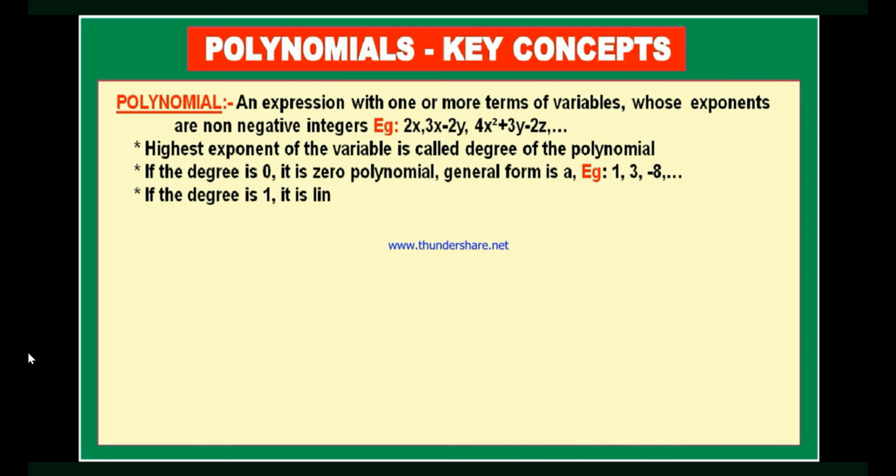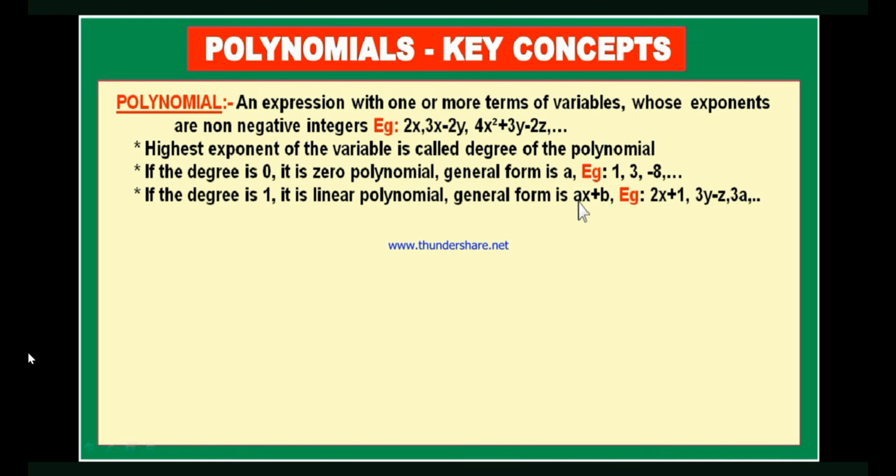Another point: if the degree is 1, then it is a linear polynomial. The general form of the linear polynomial is ax plus b. Here, a and b are constants and x is the variable. In the general form ax plus b, a and b are constant numbers and x is the variable. Here, what is the exponent of x? There is no value written here. It means 1 is there. Therefore, the exponent of the variable x is 1. Now, the highest exponent of the variable is also 1.